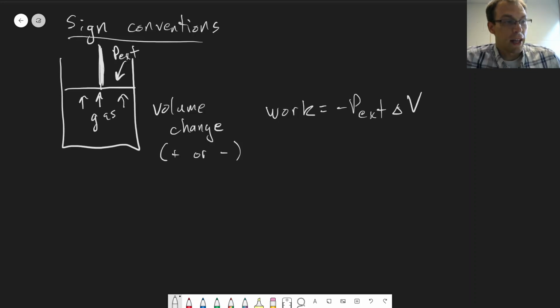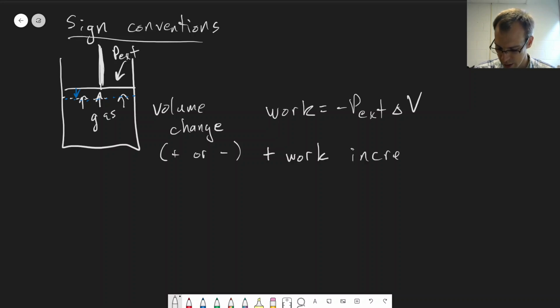Now, why do we choose that sign convention? What does this mean? So if the volume decreases, right? So if delta V, if our piston, let me do this in a different color, moves down, that means that delta V will be negative and overall work would be positive. So what that means is positive work increases U, increases the internal energy. And that's the convention that we use.